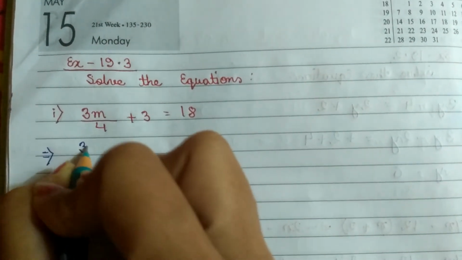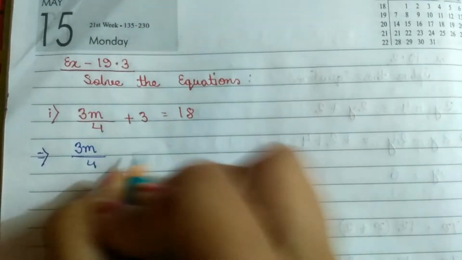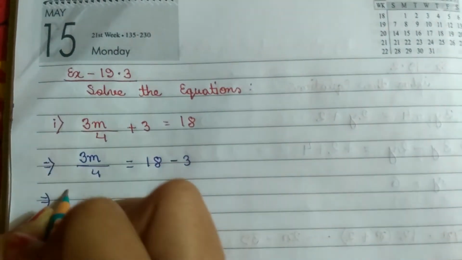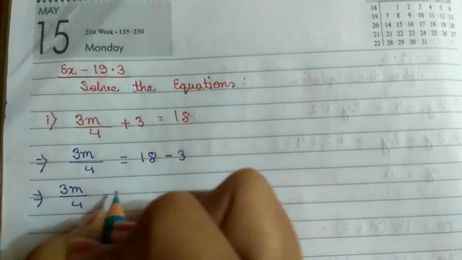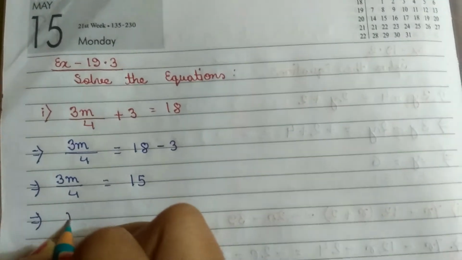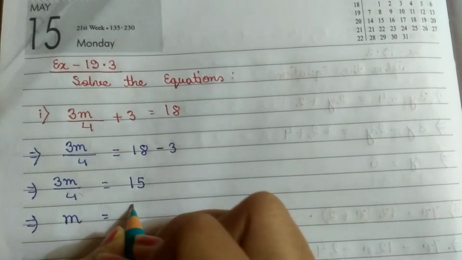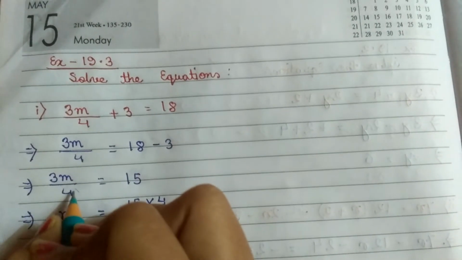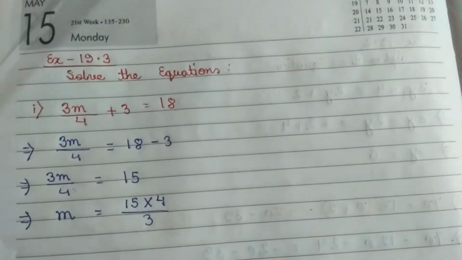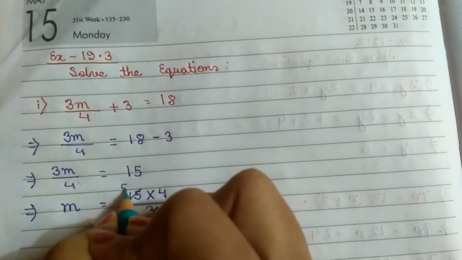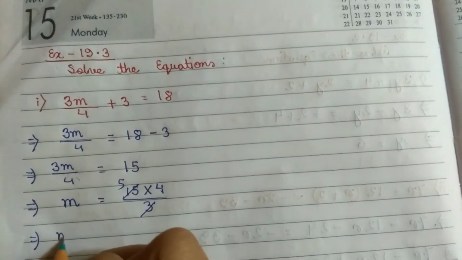Here it is 3m by 4. This plus 3 will come to the opposite side and it became minus 3. Now we got 3m by 4 equals 18 minus 3, which became 15 for us. Now m will become, this 4 will get multiplied with 15 and this 3 will be divided, because 4 was dividing m, that's why it got multiplied, and 3 was multiplied with m, so it is divided. Now 3 and 15 will be cancelled out with 5, and 5 4s are 20. So we got our answer as 20.